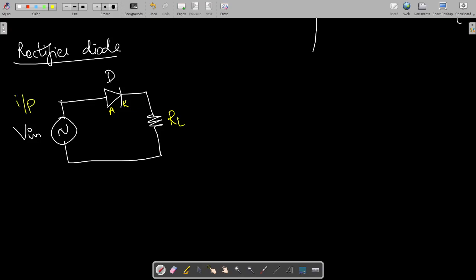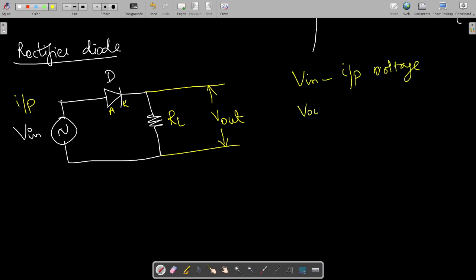This is your input, and you are going to measure the output across this load resistance. Here you will be measuring V out, the output voltage. V in is the input voltage and V out is the output voltage, right? So this V in is an AC signal. You should know that it is an AC signal.